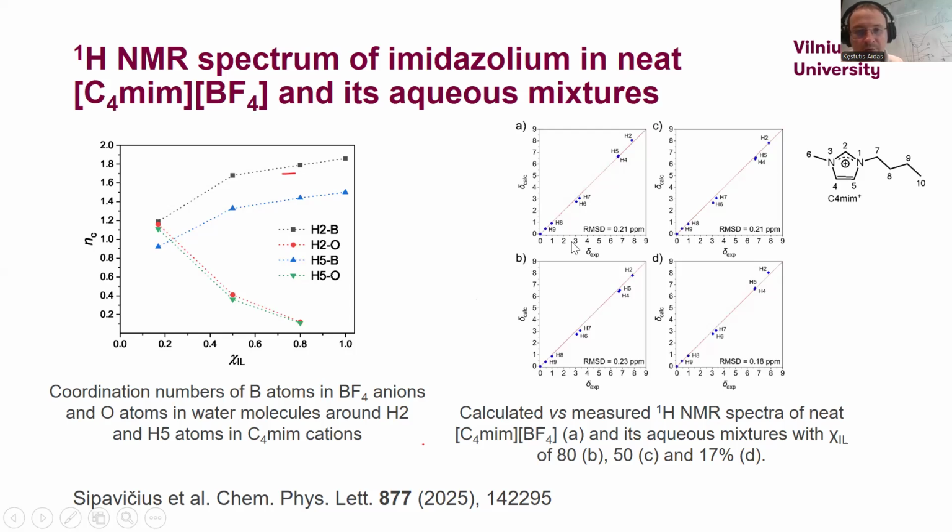We show the comparison between the experimental and computed NMR spectrum for the imidazolium cation in all four systems. And you can see here that even the chemical shift of the proton at the second position was predicted really accurately here. So we somehow arrived at this very satisfactory agreement for the entire proton NMR spectrum of this ionic liquid and the aqueous mixture. So that's pretty nice.